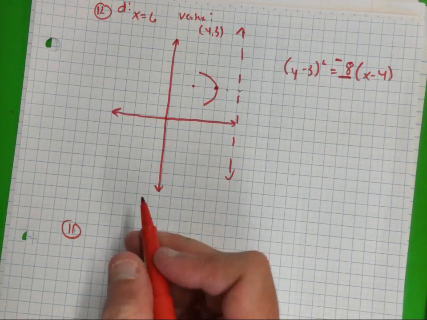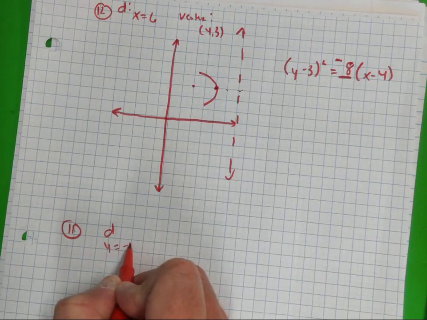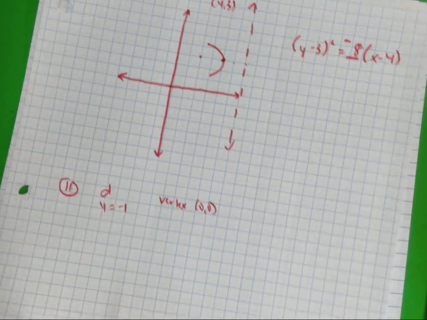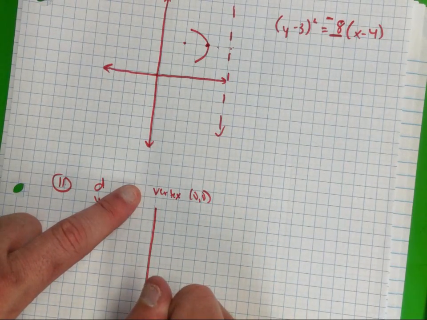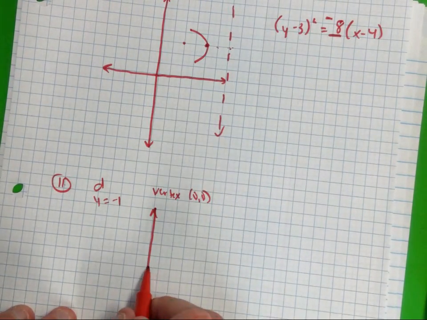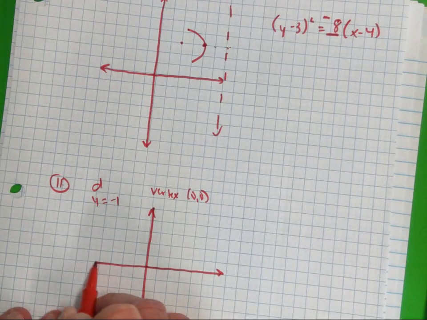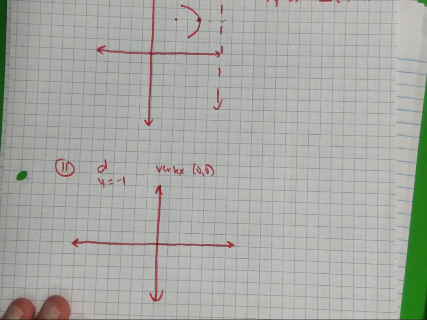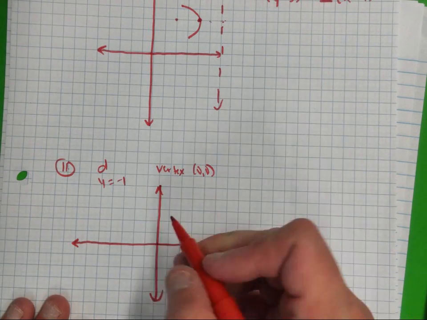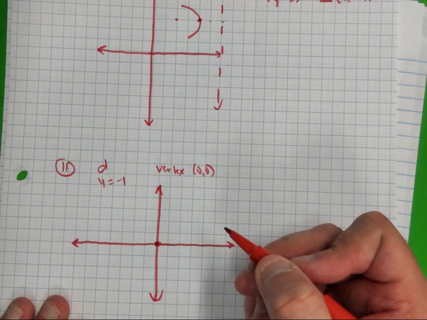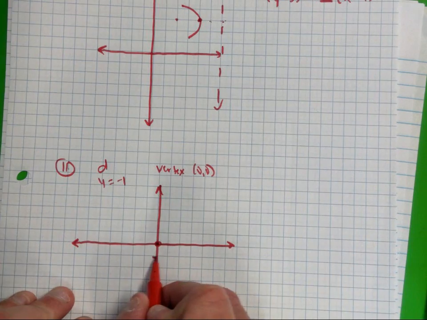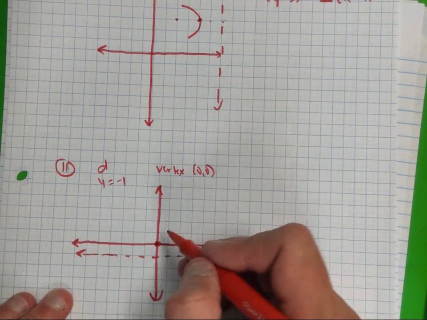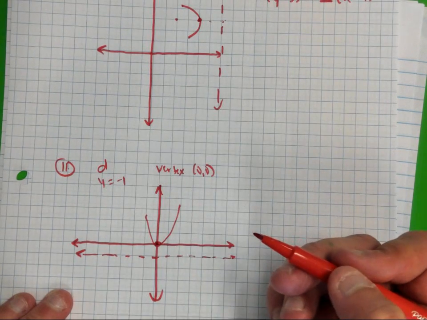Let's look at number 11. We have a directrix of y equals negative 1 and a vertex of (0, 0). Let's see what's going on here. Alright, my vertex is at (0, 0). Y equals negative 1 is a horizontal line. So that means this is going up like this.